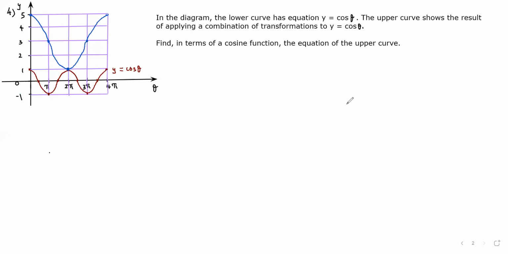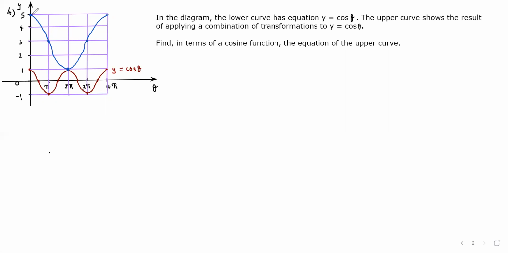Question 4. We are given a diagram where the graph of cosine theta is given, and we are also given a transformed function. So this blue graph here is transformed from y equals cosine theta, and we need to find the equation of this upper curve. We can see that for the equation of the upper curve, this is the transformed cosine function.